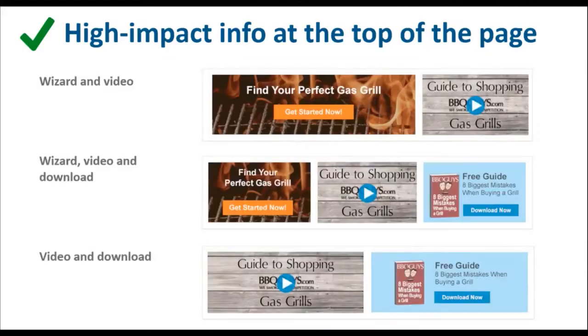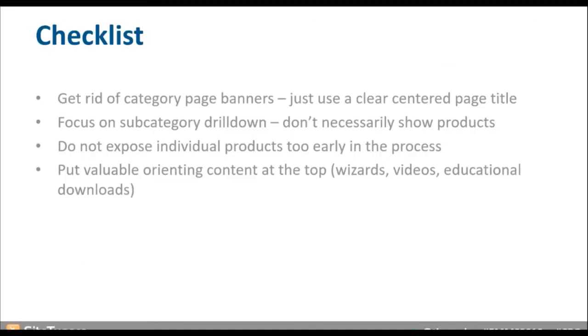And this depends on what information you have. You might have a wizard and a video, or a wizard, a video, and a downloadable guide, or just a video and a download. So regardless of what combination of useful things you have, you should put that at the top of your category pages. Get rid of that big banner image and put useful information up there that's useful to everyone coming to that category. So here's your checklist.